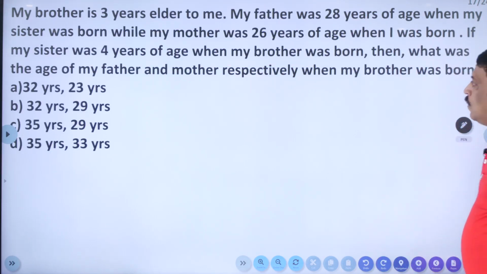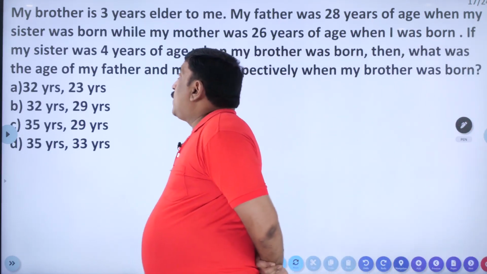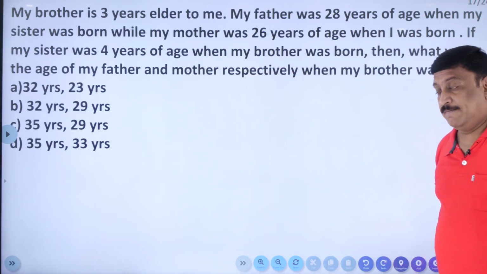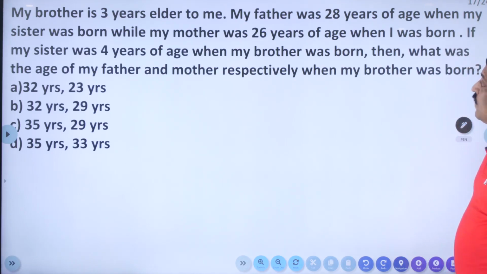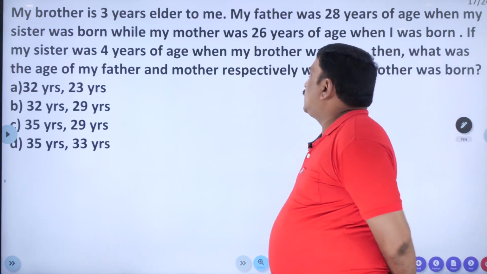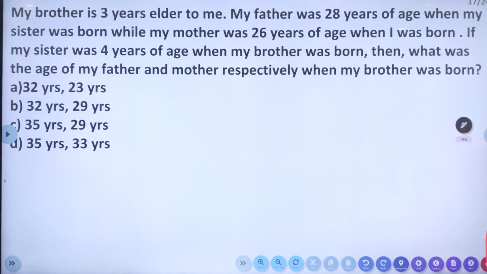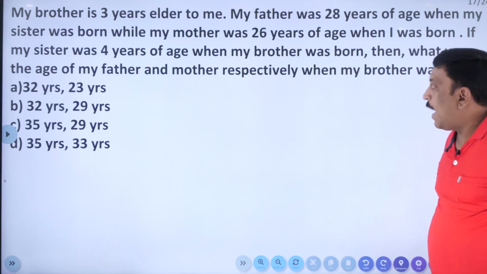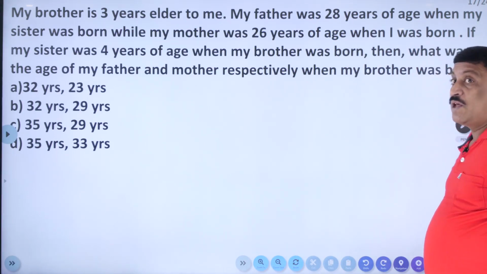Just see. My brother is 3 years elder to me. My father was 28 years of age when my sister was born, while my mother was 26 years of age when I was born. Here I and sister are there, and brother is there. If my sister was 4 years of age when my brother was born, again see how critical. Then what was the age of my father and mother respectively when my brother was born?